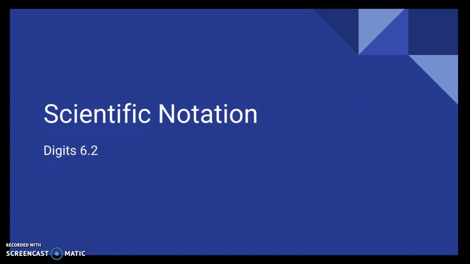Alright, today we're going to be talking about scientific notation. This is digit 6.2. If you remember, the previous lesson was an introduction into scientific notation where you were looking to determine which numbers were written in scientific notation. Today we are going to take large numbers written in scientific notation and write them in standard form and vice versa. So this is digit 6.2.